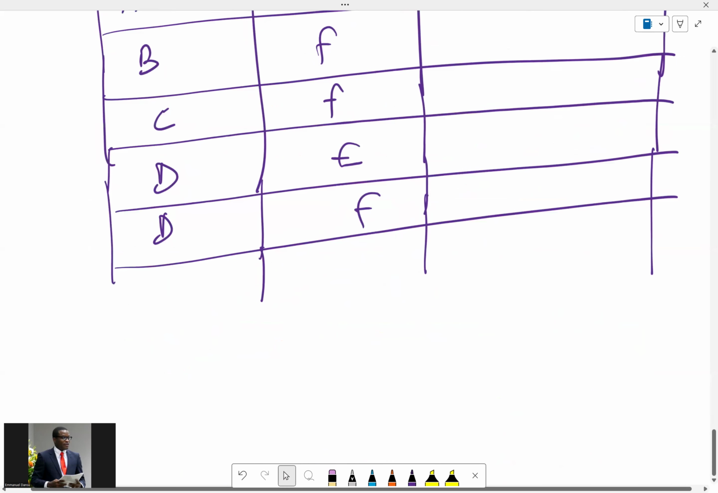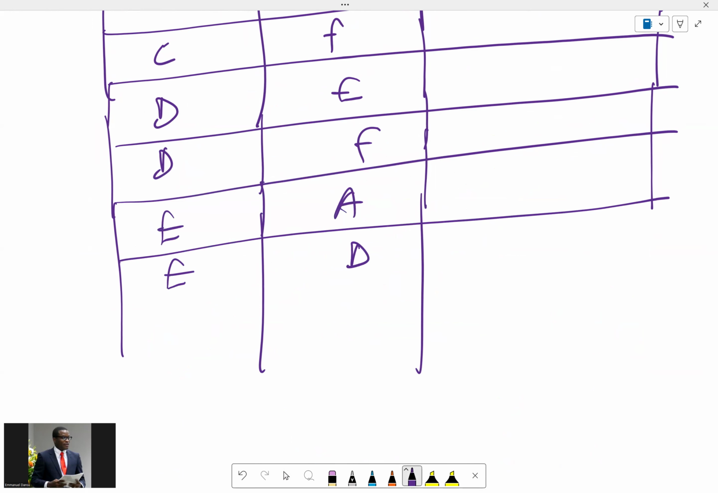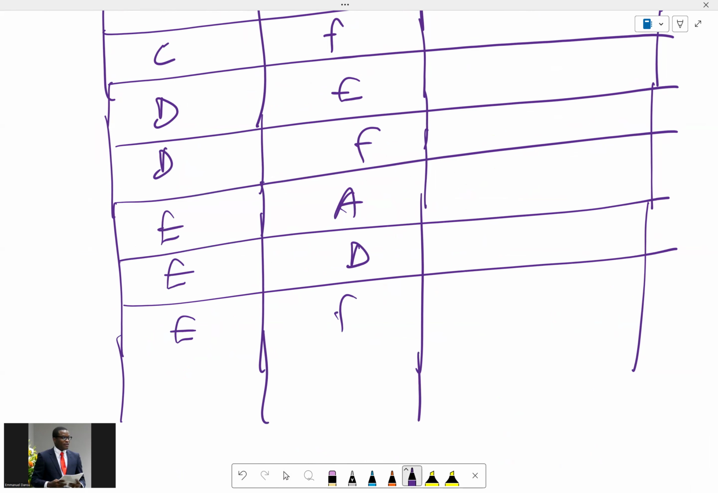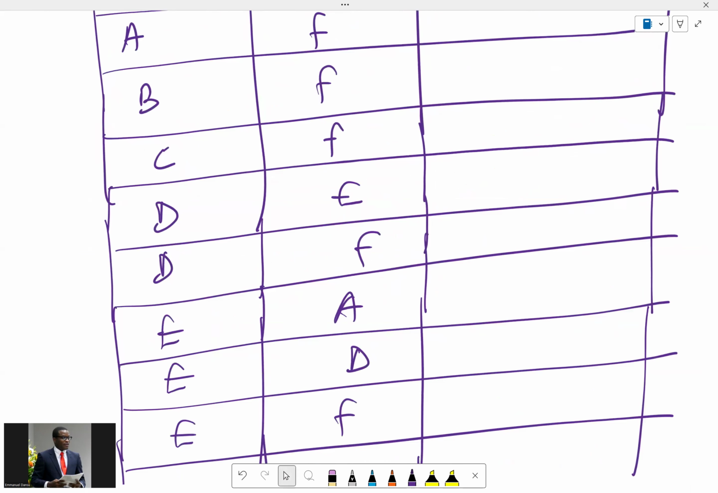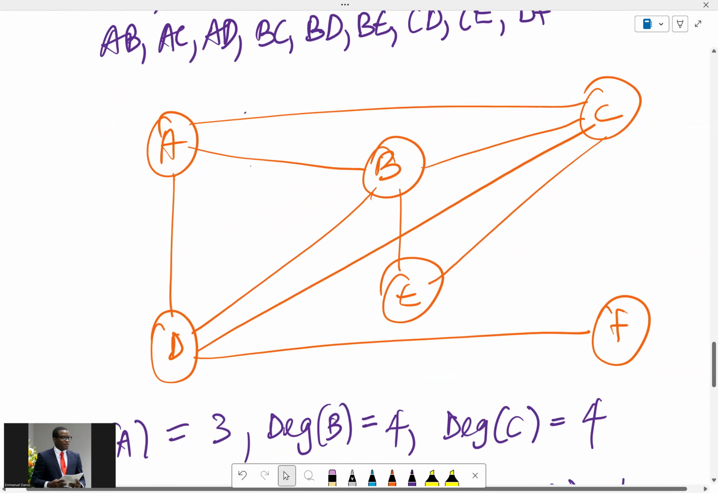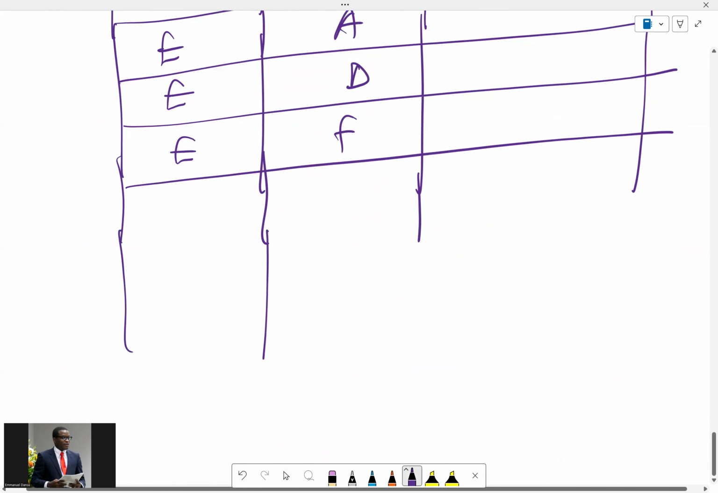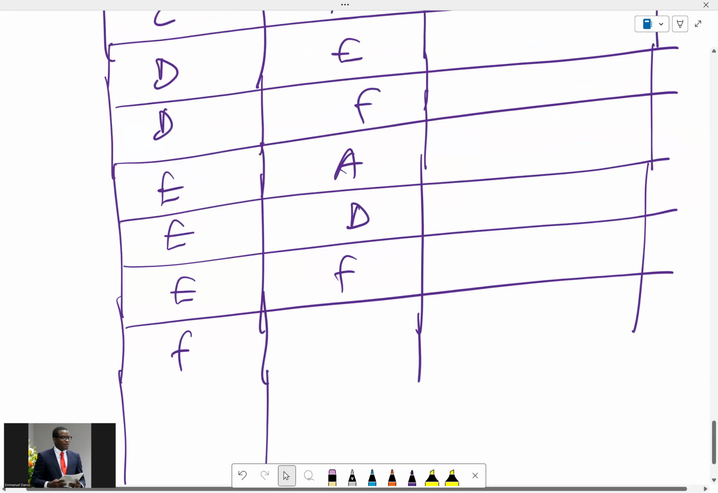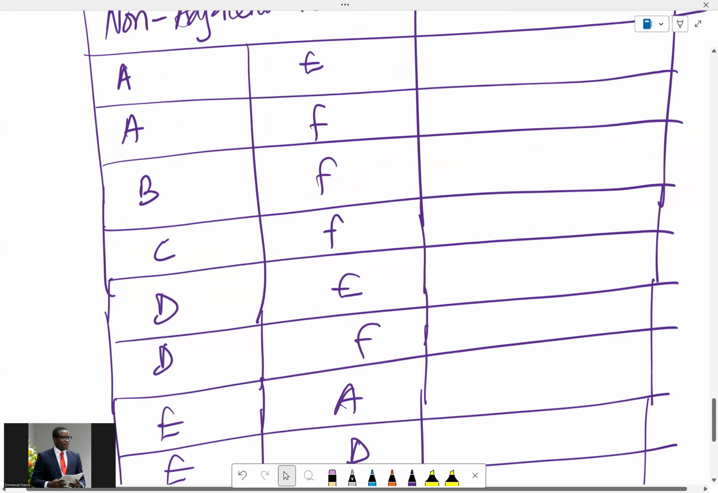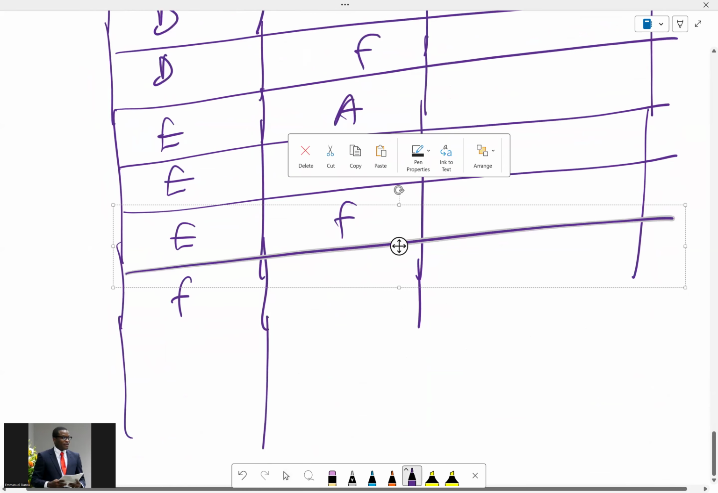So we have EA, ED, and EF. These are non-adjacent. And finally we go to F. F is only adjacent to D. It's not adjacent to A, B, C, E. Okay, we already have AF, right?